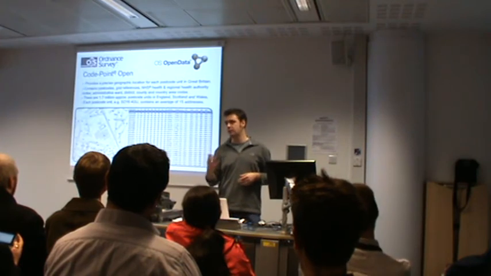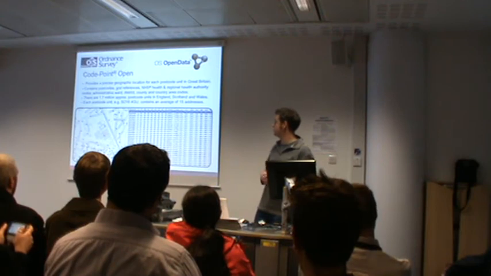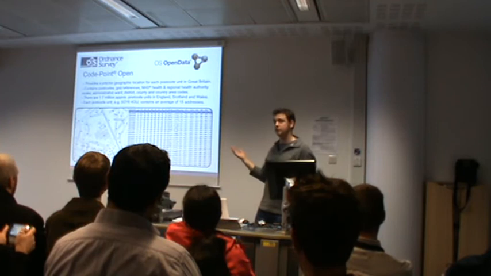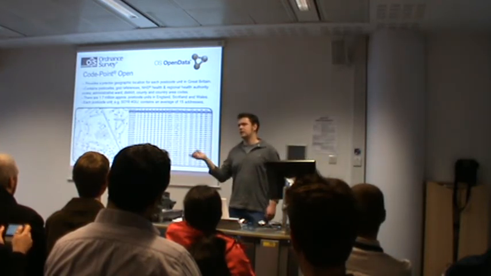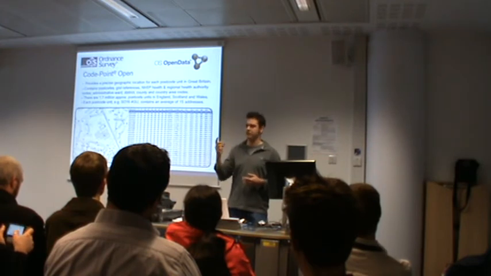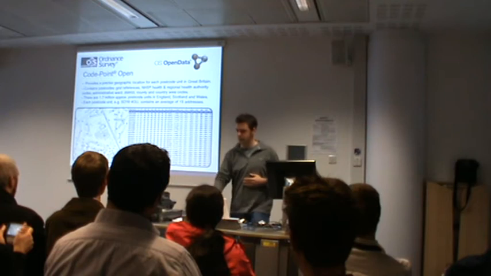Moving on, CodePoint Open, I think, is one of the most popular data sets that has been downloaded since April. It obviously gives you the locations of all the postcodes in the UK. I think we take out, for reasons of privacy, properties with single postcodes, and there are no postcodes in there for Northern Ireland, I think, as well.